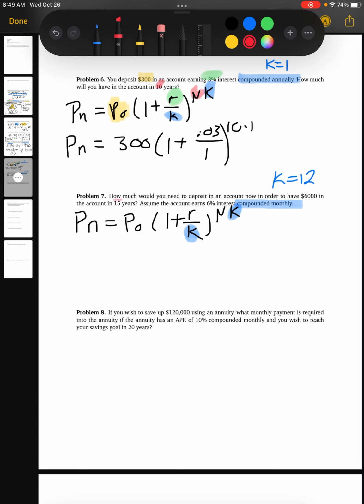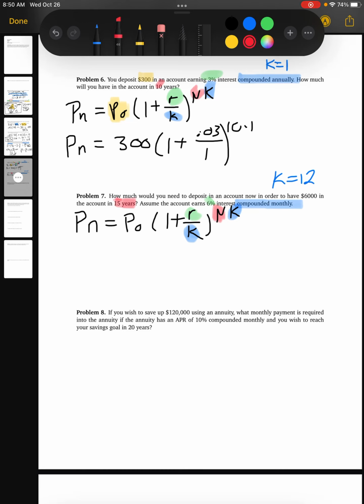We also have 15 years. That's the time we're looking at, so that's going to be N. We have an interest rate here of 6%. That's going to be our R.